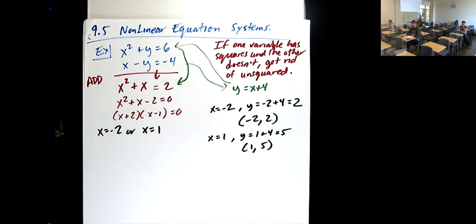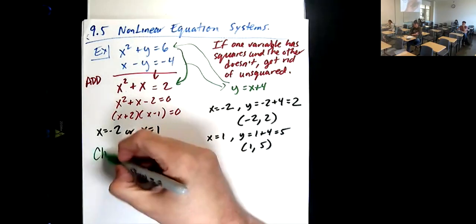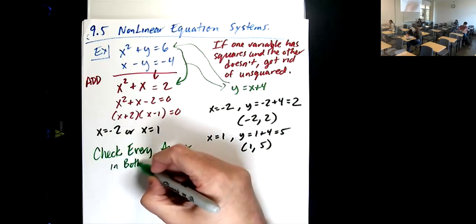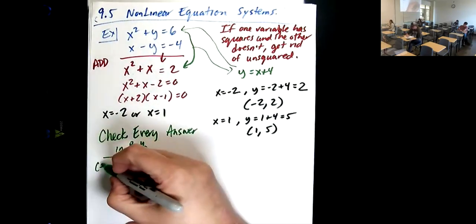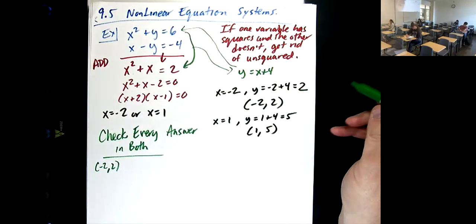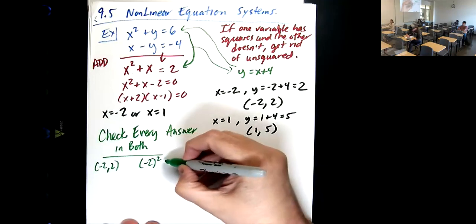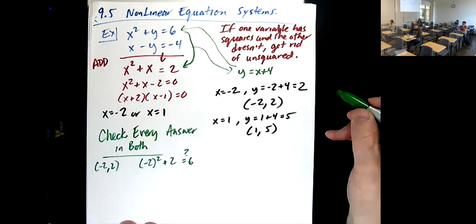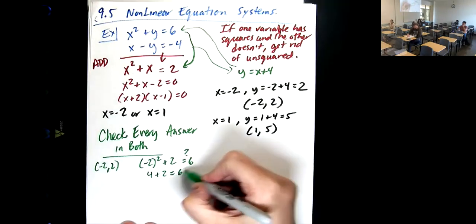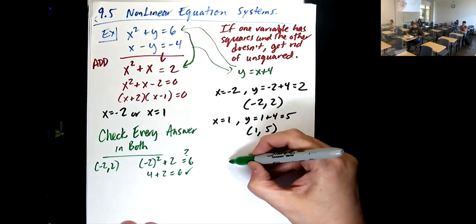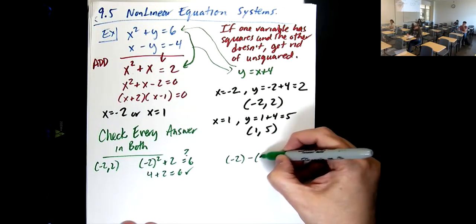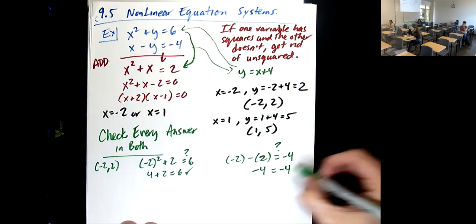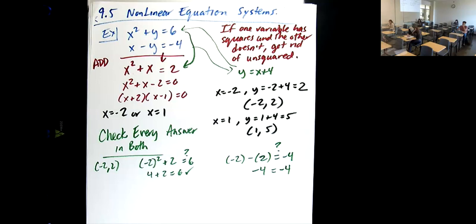When you have nonlinear equations, you should check all your answers. Check every answer in both. If I do the negative 2, 2, in the top one I've got negative 2 squared plus 2. Does that equal 6? Four plus 2 does equal 6, yes. And then I'll check it in the bottom one. Negative 2 minus y, which is positive 2. Does that equal negative 4? Yes, I get negative 4 equals negative 4. So negative 2, 2 is a valid solution.